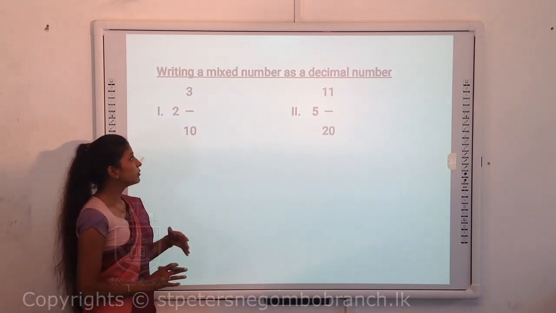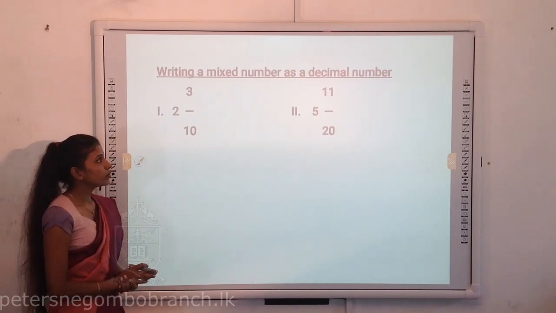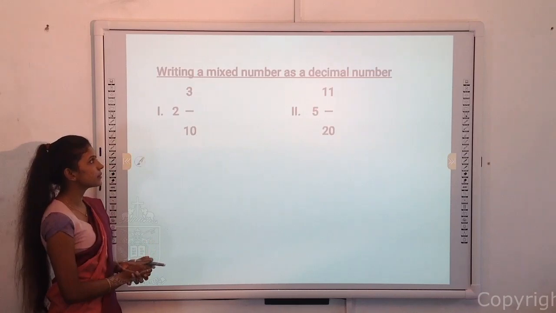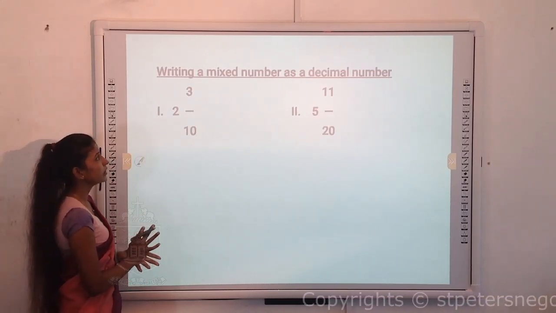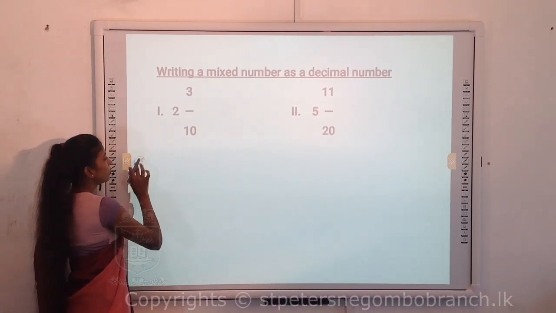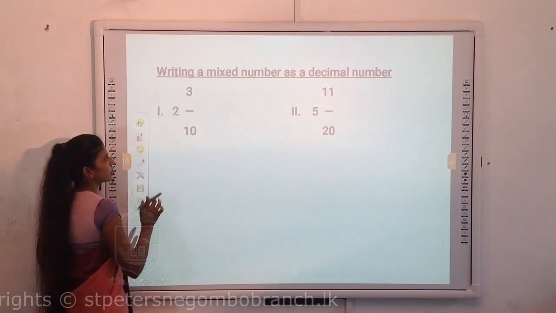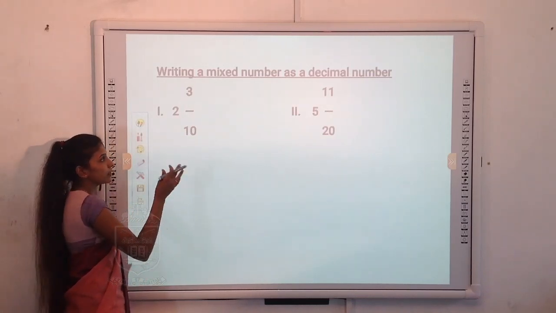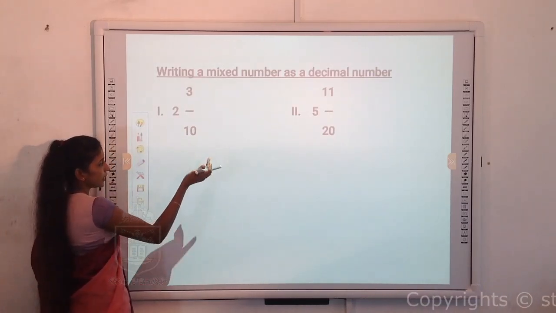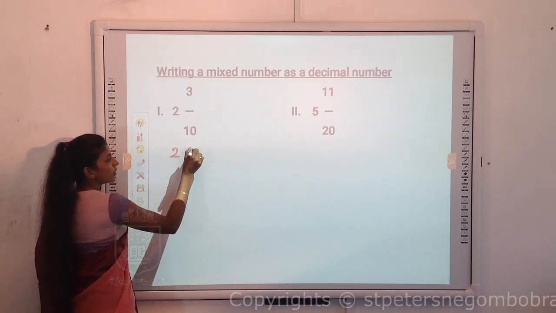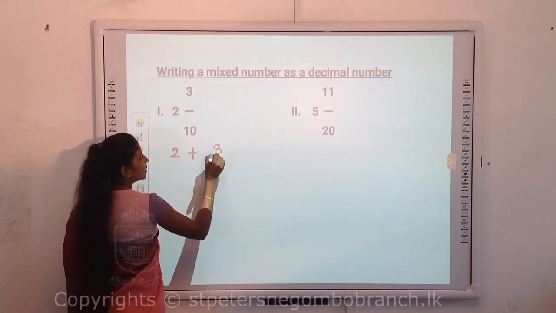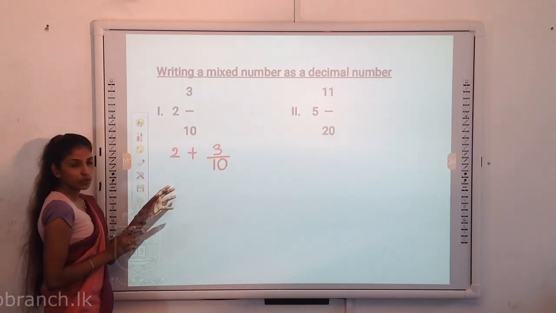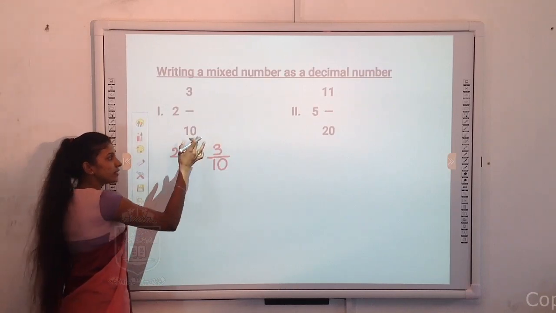Right, so now we'll move to the next part, that is how to write a mixed number as a decimal number. In a mixed number we have a whole number part and a fractional part. This is the whole number part and this is the fraction. So separate the two parts, whole number separately and fraction separately. So 2, and I'm going to separate that 3 over 10. Right. Keep 2 as it is, and now consider the fraction part.